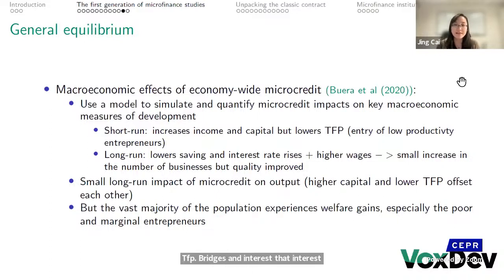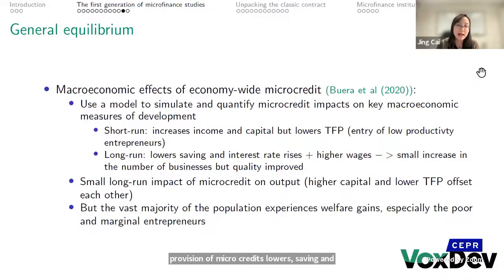So they find that the general equilibrium effects differ substantially from the partial equilibrium effects. In partial equilibrium, microcredit increases income and capital because it allows more people to invest, but it lowers TFP because of the entry of low productivity entrepreneurs. In general equilibrium, both wages and interest rates increase in the short run because of the rising demand for capital driven by microcredit. In the long run, the provision of microcredit lowers saving and the interest rate rises.